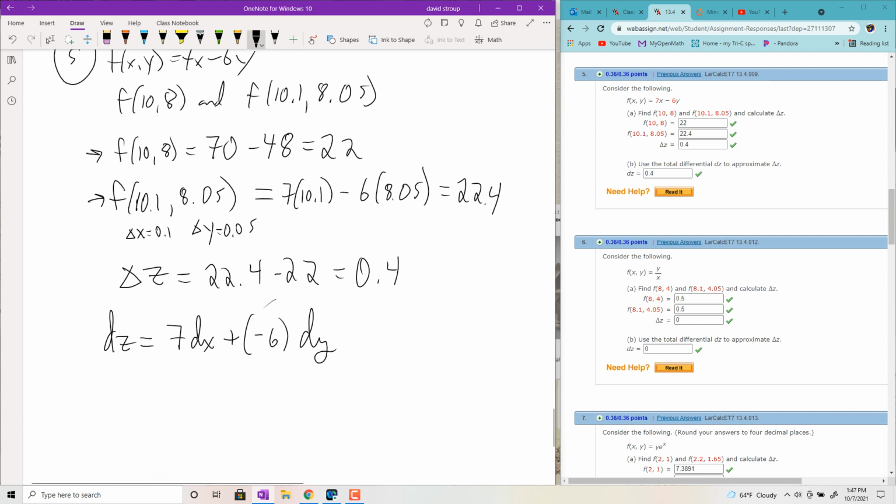Then you just plug in the appropriate values. I'm plugging in 0.1 for dx. Remember, dx and delta x are the same thing, and same for delta y. It's the same as dy in this context. So I have 7 times 0.1 plus -6 times 0.05, and you would get 0.4 as well there.